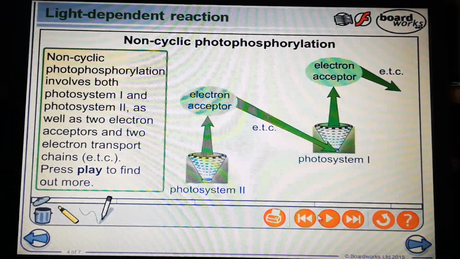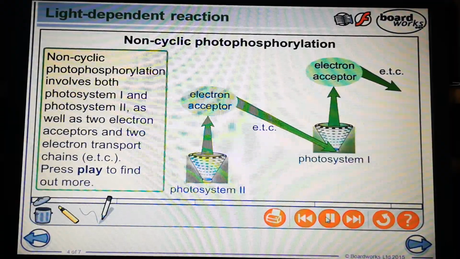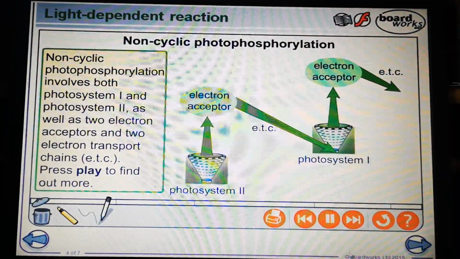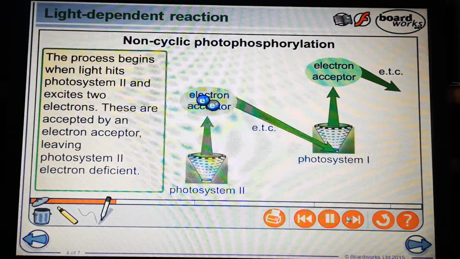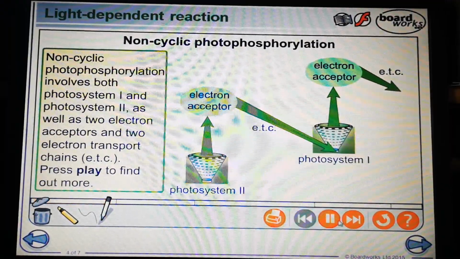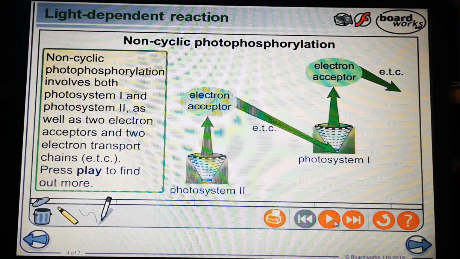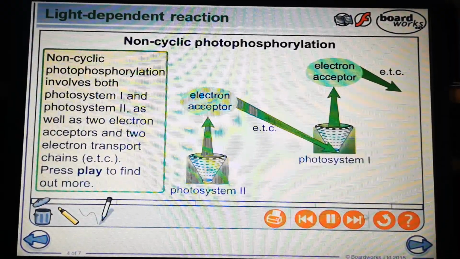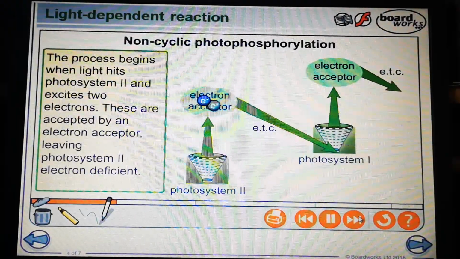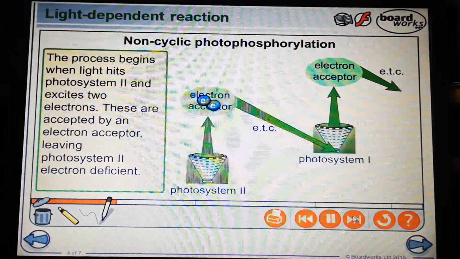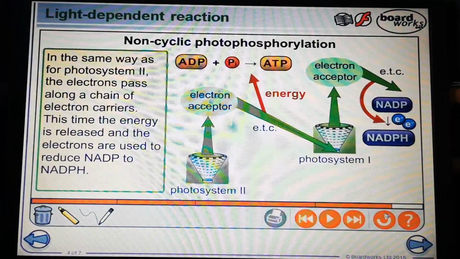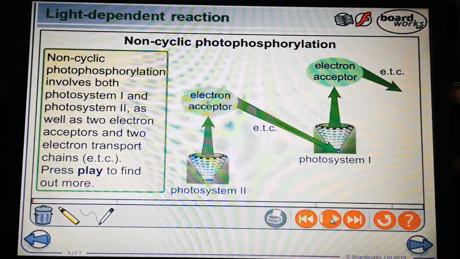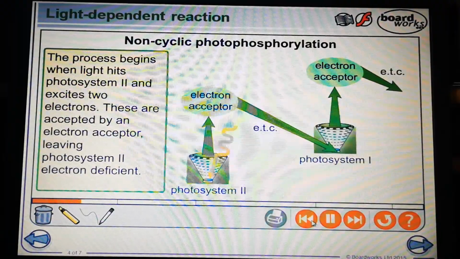And that pair of electrons will then be moved. Why is this not working? Okay, let's just go back a little bit. Okay, so that's weird. Let's have a look. The animation seems to be working. Here we go. It's working now.